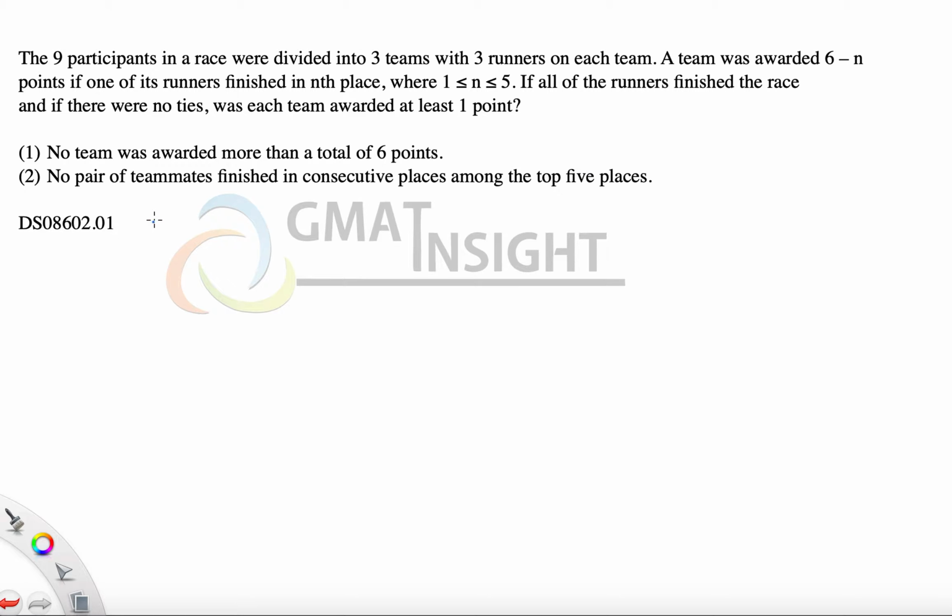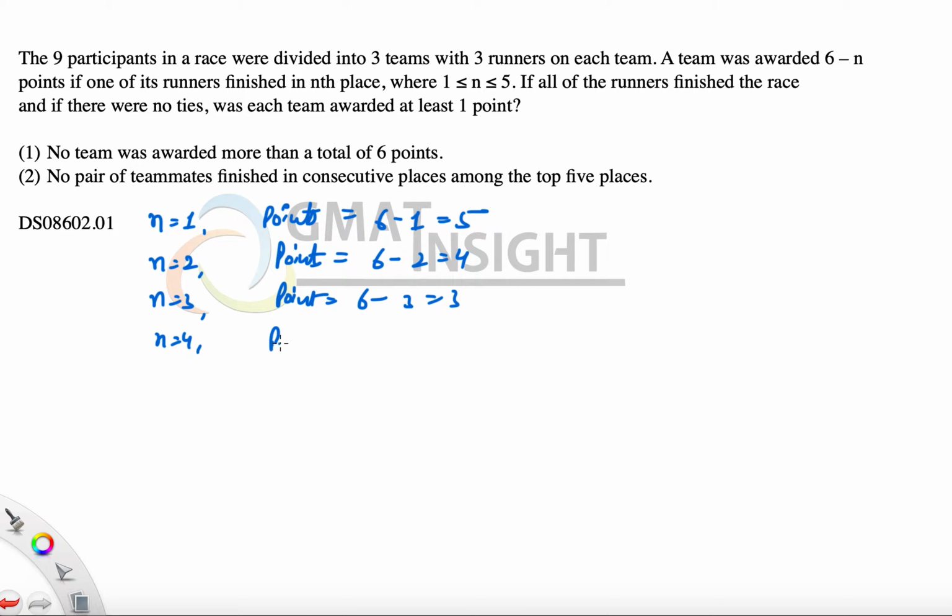If the first position person gets the points 6 minus n, which means 6 minus 1, they get 5 points. If somebody gets the second position, the points obtained will be 6 minus 2, that is 4. For n equal to 3, the third position gets 3 points, similarly the fourth position gets 6 minus 4, that is 2 points, and the fifth position gets 6 minus 5, that is 1 point.